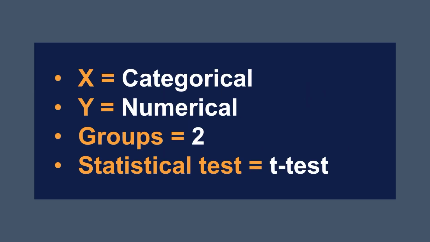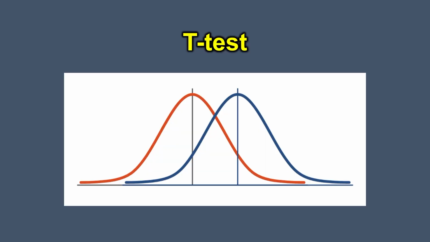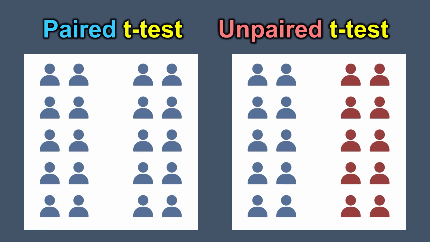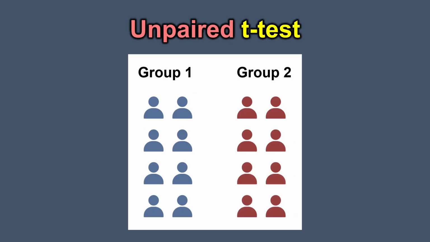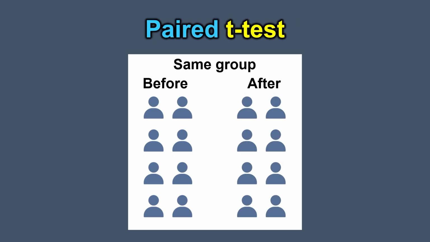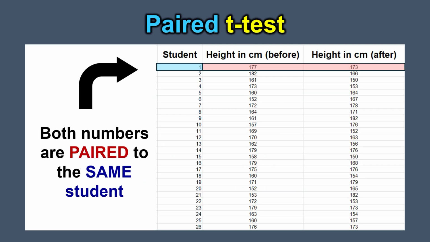So because there's a categorical x split into 2 groups and a numerical y, it's the perfect time to do a t-test. Now it's worth noting that there are many subtypes of t-test, 2 big ones being paired and unpaired. An unpaired t-test compares averages between 2 totally different groups, like freshmen and seniors, while a paired t-test compares averages between the same group at 2 different points, like the average height of freshmen before and after winter break. It's called paired because both sets of data are paired together.